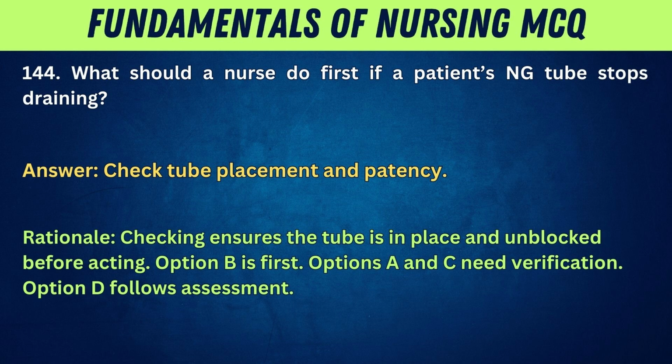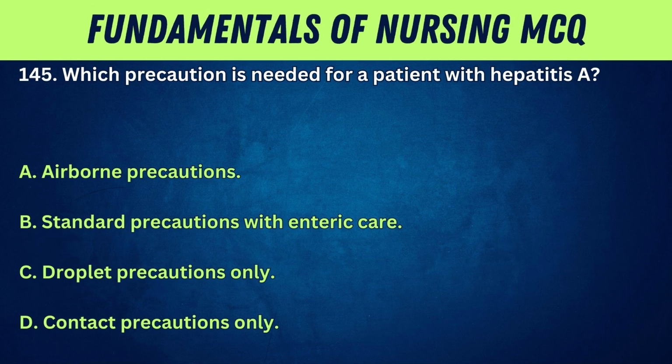Rationale. Checking ensures the tube is in place and unblocked before acting. Option B is first. Options A and C need verification. Option D follows assessment.